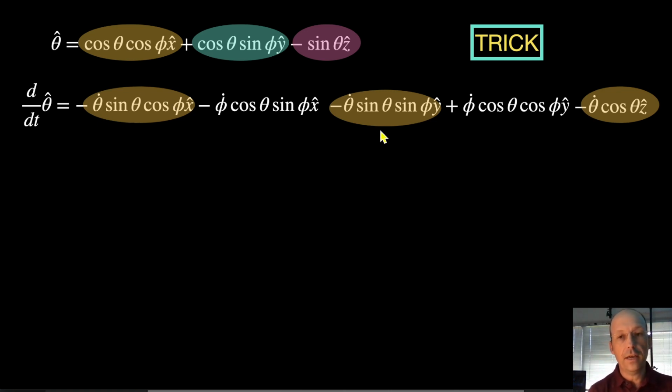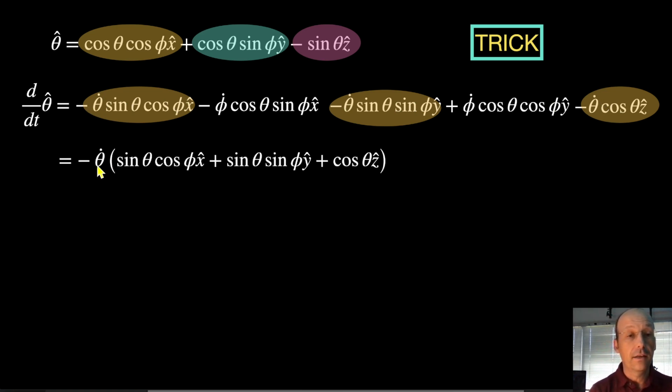This times x hat, this times y hat, this times z hat, they all have a negative theta dot. So I'm going to group them together and factor out the theta dot. So I have negative theta dot times sine theta cosine phi x hat, sine theta sine phi y hat, cosine theta z hat.